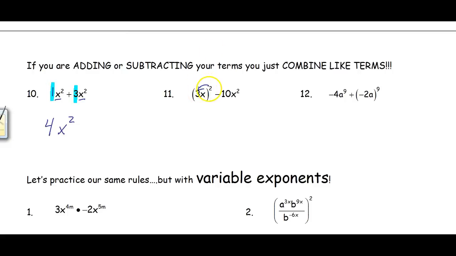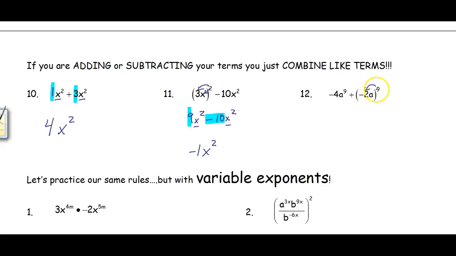Make sure you go ahead and distribute. 3 squared is 9. X squared minus 10x squared gets brought down. You have x squared is your like term. So now you have 9 minus 10. You get negative 1x squared.